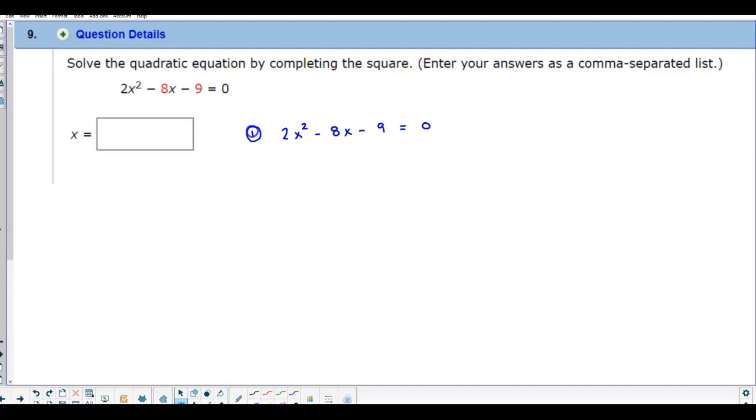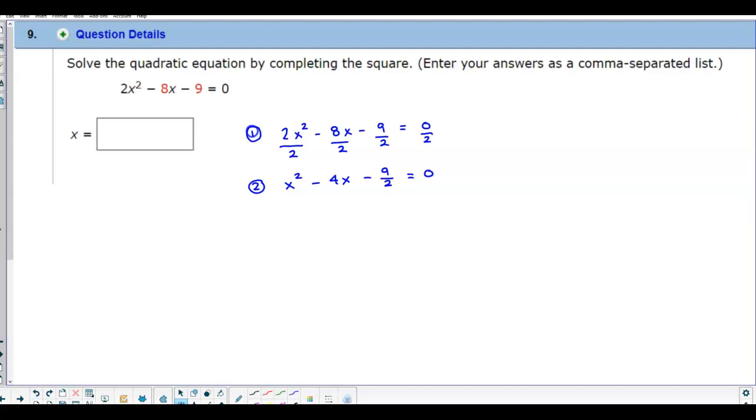Now, the first thing we need to make sure is that our leading coefficient is a 1. In this example, it is not. So in order for us to do this, we have to divide every term by 2. And so then we end up getting x squared minus 4x minus 9 over 2, which is equal to 0.